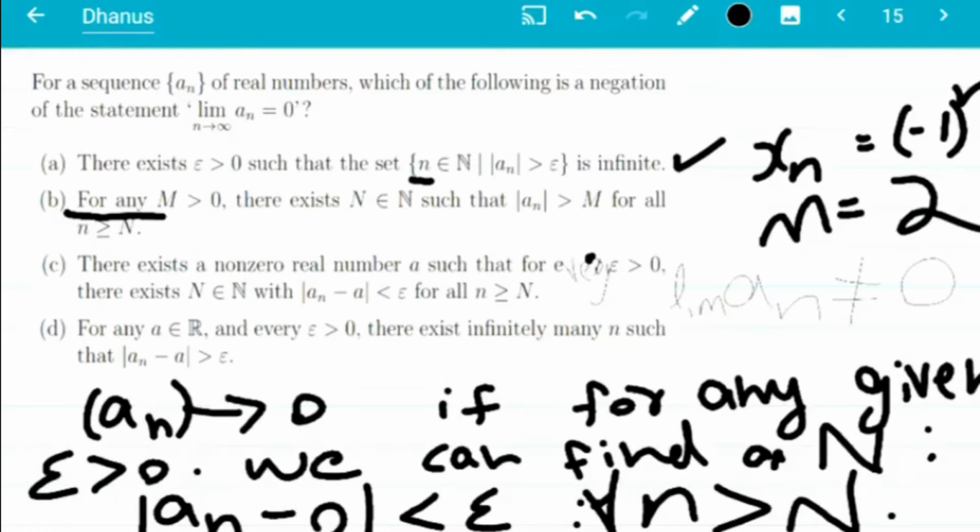And the next case is: here the limit of an equals a, and given that a is a non-zero real number. Anyway, by negation, we are taking the statement is false. We just need that thing. The statement is false.